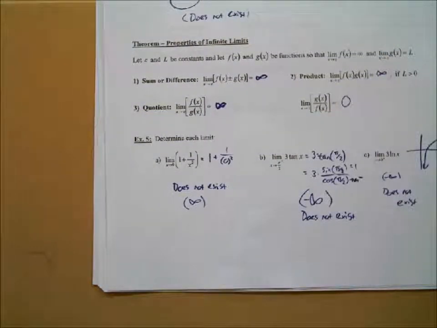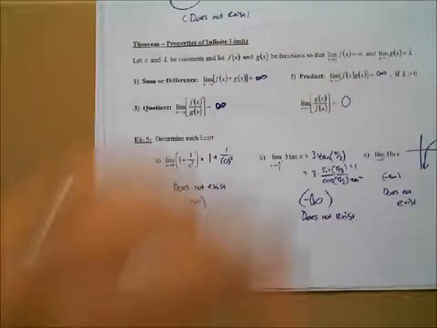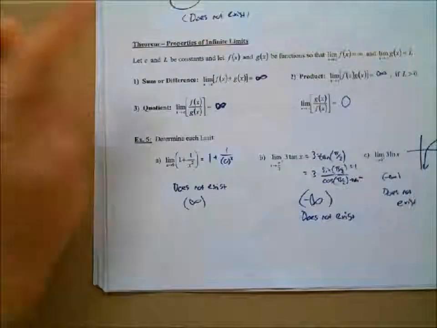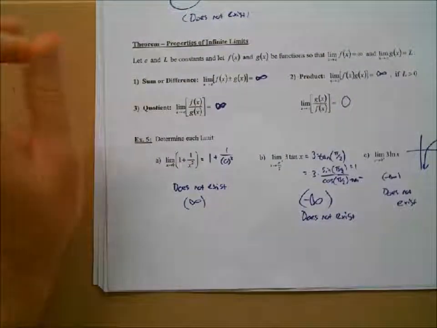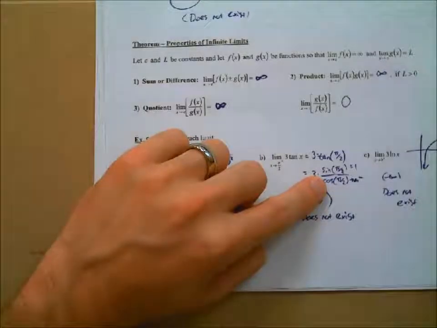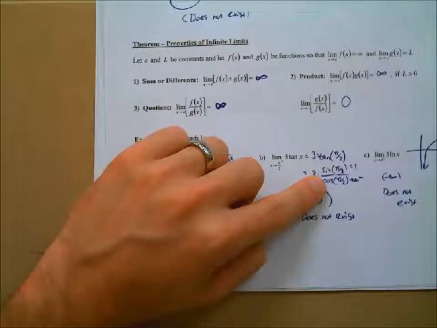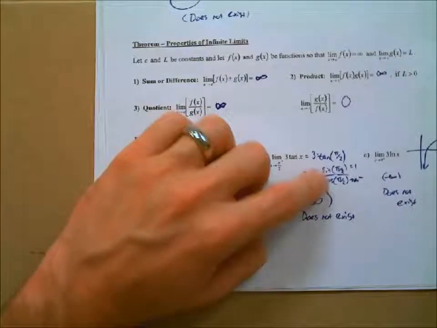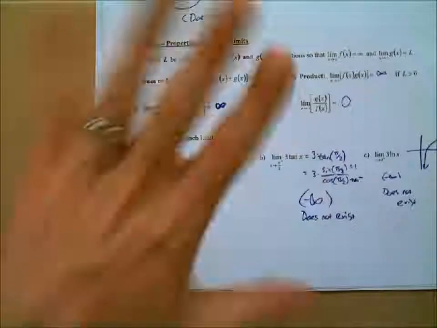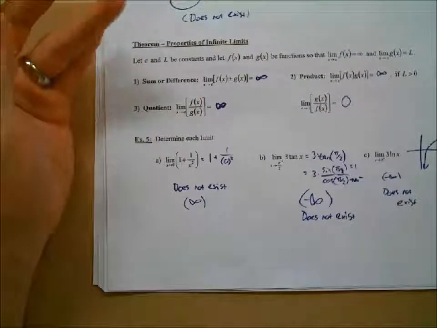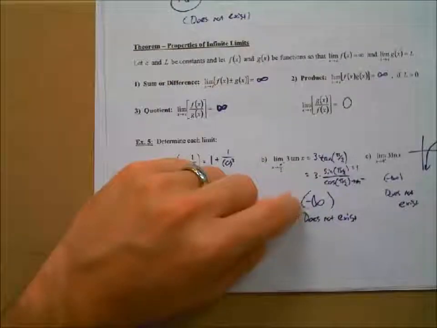Well, it depends on which way we're approaching from. Since we're approaching pi over 2 from the right, that is from values greater than pi over 2, we're going to be in quadrant 2. Cosine is negative in quadrant 2, so this value, though it is small, will still be negative. And so dividing 1 by a very small negative number will make it become a very negative number. And then times 3 is still negative, so it goes to negative infinity.